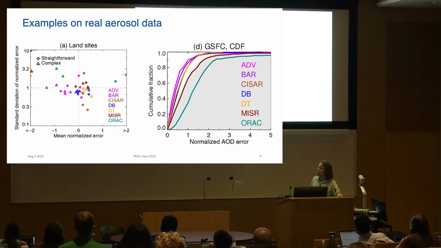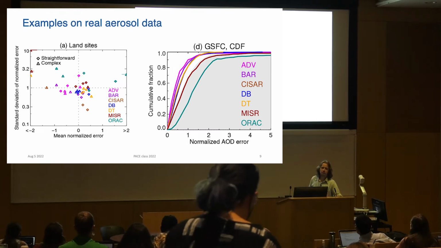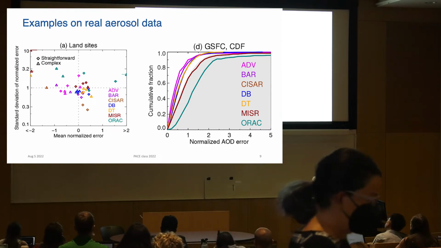And they're not on that. But a lot of them are pretty close. And that tells you that the uncertainty estimates in these retrievals are fairly reasonable.